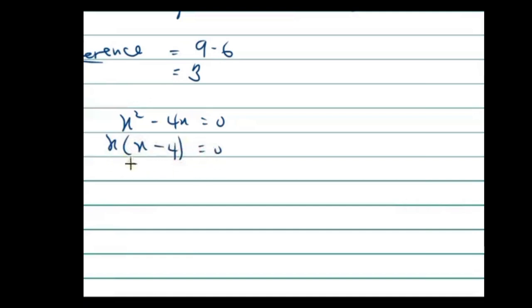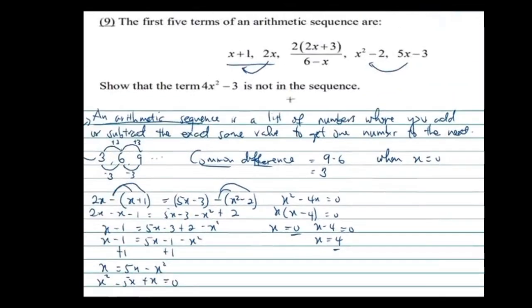So we have 2 factors giving us 0, so it's either x is equal to 0 or x minus 4 is equal to 0. So I have x being equal to positive 4. So it's either x is 0 or x is 4. But which of these will satisfy this given sequence? So if x is 0, let's try 0. When x is 0, the first term will be 0 plus 1.